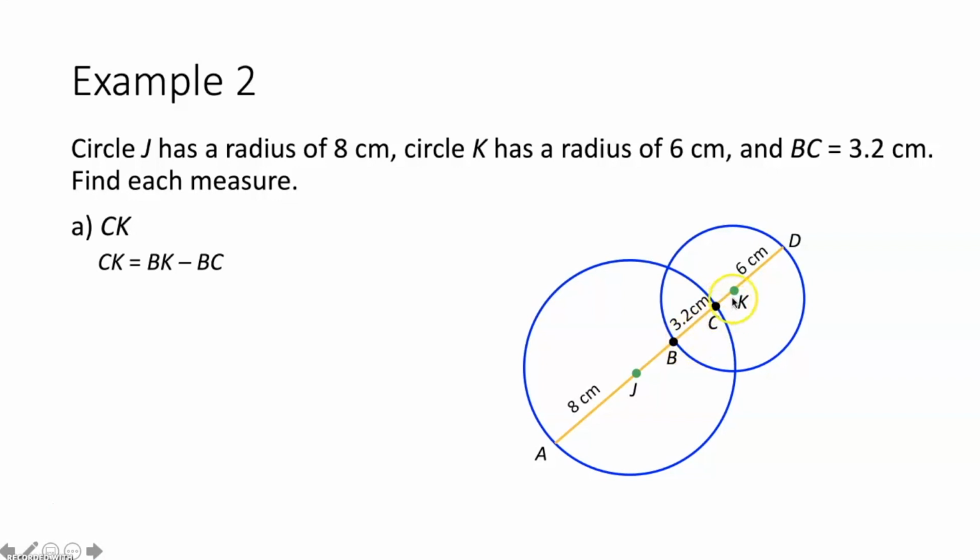So again, what's the measure of segment BK? That's 6 centimeters because the radius of the circle is 6 centimeters. What's the measure of segment BC? We know that's 3.2 centimeters. So I just subtract those and I get that the measure of segment CK in here is 2.8 centimeters.